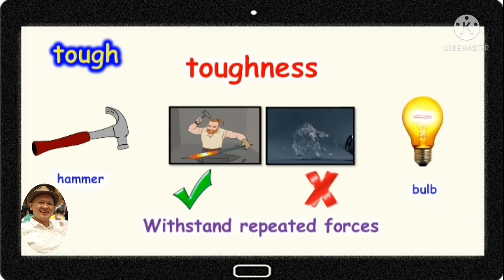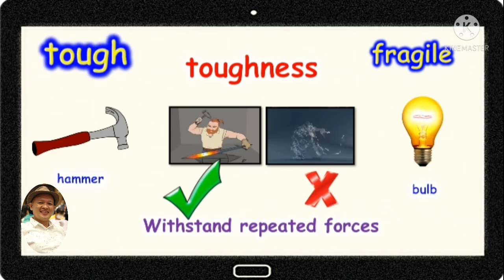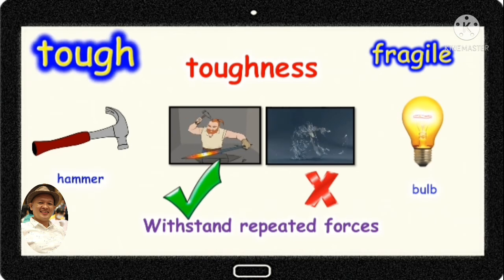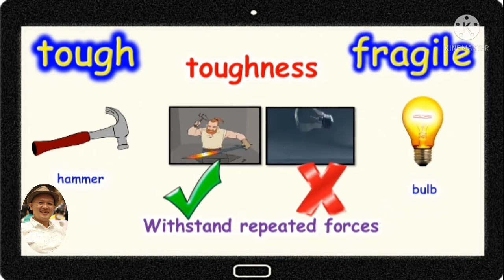Bulb. Bulb is made of glass, and bulb cannot withstand repeated forces because bulb is a fragile material. Again, hammer is a tough material, and bulb is a fragile material.